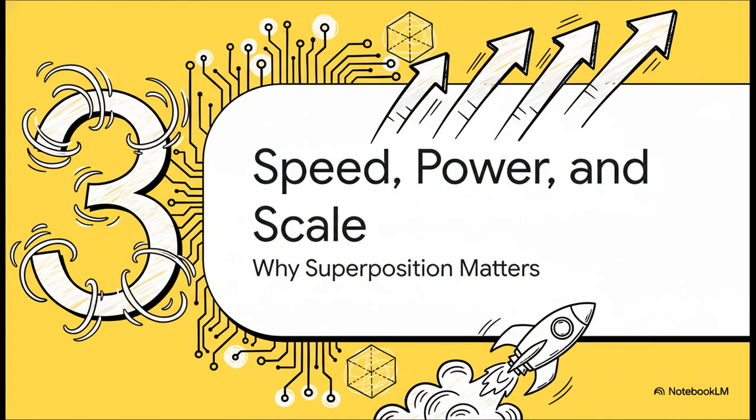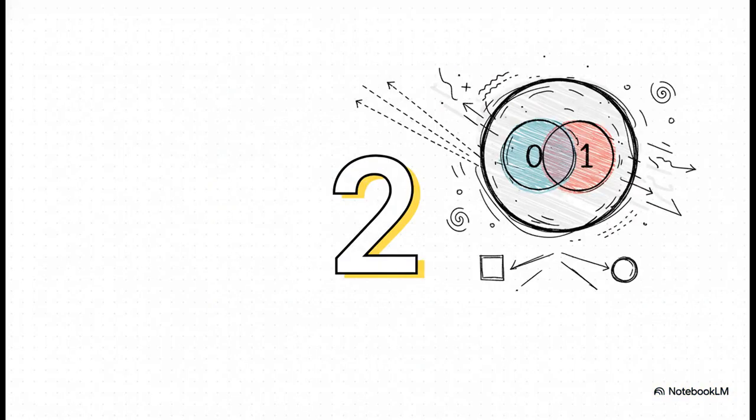So why is this whole idea of superposition such a game changer? Well, it's because it completely rewrites the rules for processing power and for speed. Let's just see what happens when we start putting a few of these qubits together. Okay, let's start with just one qubit. Because of superposition, it can hold the values of 0 and 1 at the same time. So right off the bat, one qubit holds two possible states.